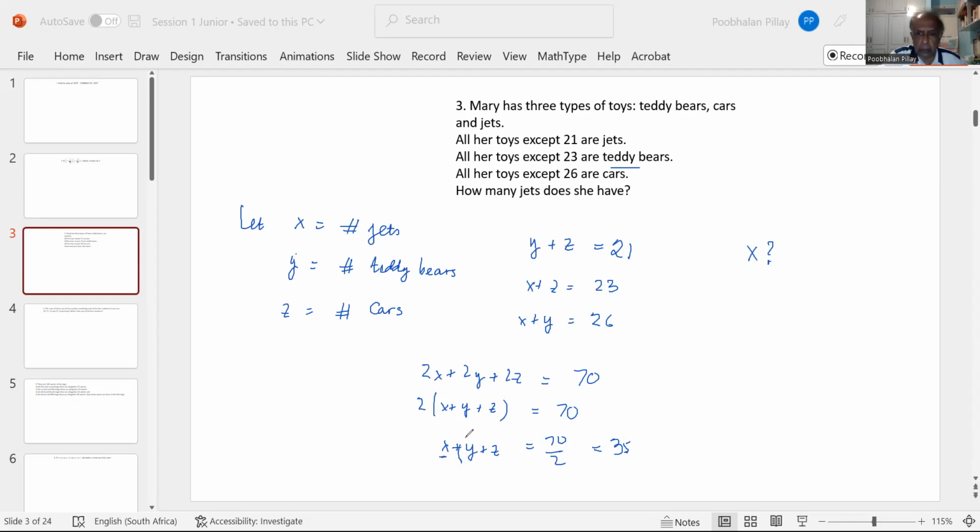But x added to this quantity, now this one, we know what it is. There it is, y plus z. So that's 21. So this number here is 21. So what we are saying here is x plus, let me just go to the other side.